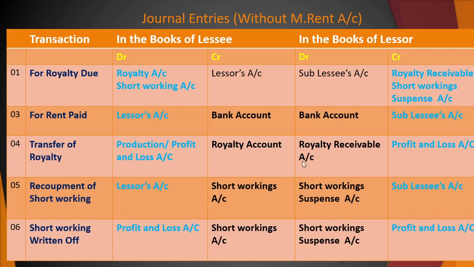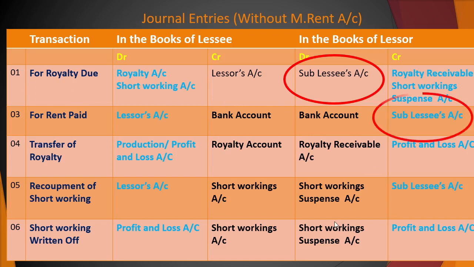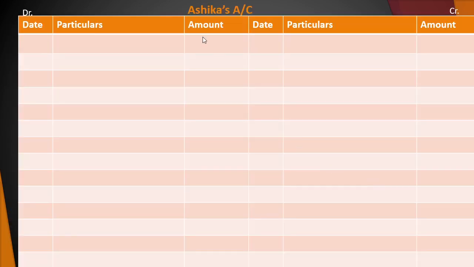And the last ledger account we need to prepare is the Sub-Lessee's account. Here the transactions will appear: the first transaction for royalty due, the second one for actual payment of royalty, and the third one short working recoupments if any. So only in these three transactions will we consider the Sub-Lessee's account. So let us start with the Sub-Lessee's account, that is Ashika's account.